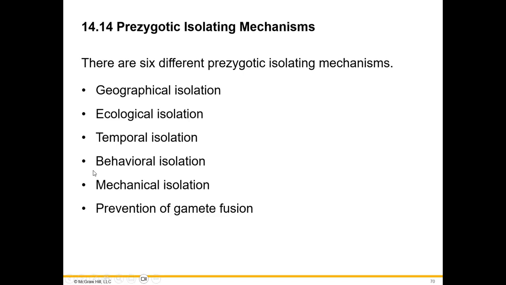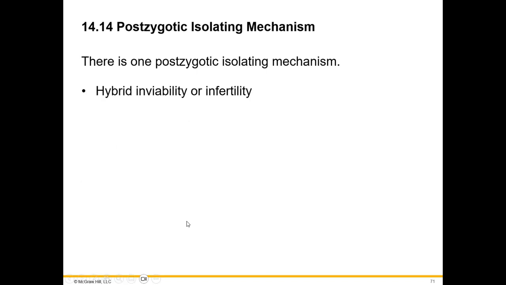There are 6 different pre-zygotic isolating mechanisms, and they're seen here. So we've got geographical isolation, ecological isolation, temporal isolation, behavioral, and mechanical isolation. And then also just the prevention of gamete fusion, where the sperm does meet the egg, but they're not able to fuse together to become a viable embryo. When we talk about post-zygotic isolating mechanisms, we're really just talking about hybrid inviability or infertility. So basically we made a zygote, but that zygote is not going to become a viable embryo or a fertile adult that's able to pass on the genes for that species.